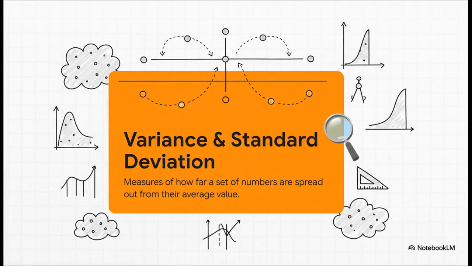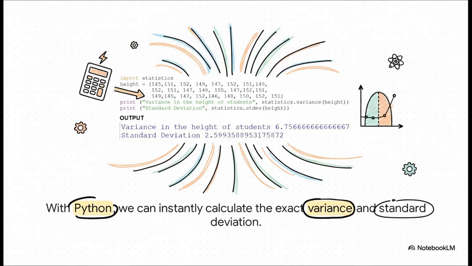To measure this spread with some precision, we use a couple of key tools, variance and standard deviation. They're basically just formal ways of calculating how far, on average, each number in our data set is from the mean. And yeah, those terms might sound a little intimidating, but again, we don't have to do the complicated math ourselves. We can just feed our student height data to Python, and it instantly calculates the exact variance and standard deviation, giving us a really clear picture of how spread out our data is.